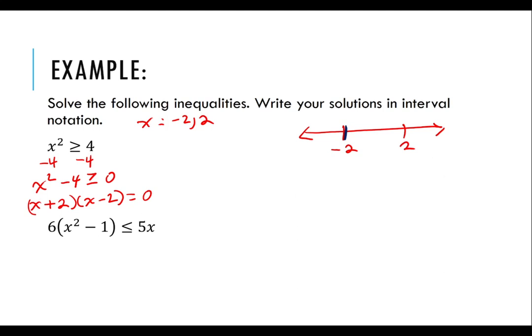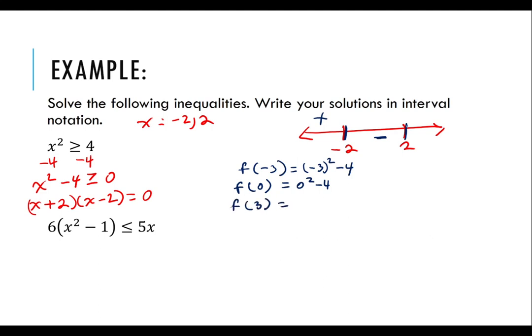And since those are our critical values, I just need to find values to the left, in the middle, and to the right. And so how about we calculate f of negative 3. F of negative 3 is just going to be negative 3 squared minus 4, but that's going to be positive 9 minus 4, or a positive value. Then, if I calculate a value between negative 2 and 2, how about f of 0? F of 0 is going to be 0 squared minus 4, or a negative number. Then I can calculate something to the right of 2. How about f of 3?